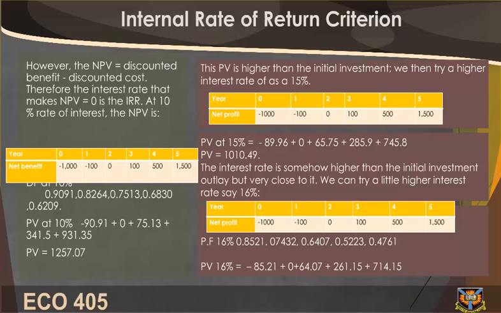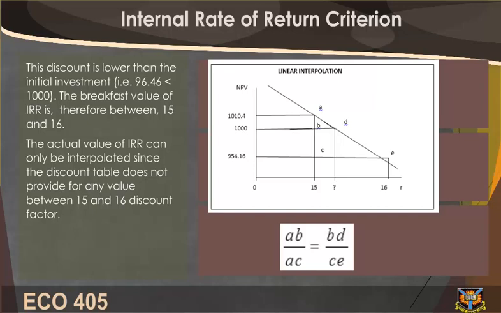At the 10% rate of interest, the NPV is shown as follows. This PV is higher than the initial investment. We then try a higher interest rate of 15%. The PV is somewhat higher than the initial investment outlay, but very close to it. We can try a slightly higher interest rate, let's say 16%. This discounted value is lower than the initial investment. The break-even value of IRR is therefore between 15 and 16. The actual value of IRR can only be interpolated since the discount table does not provide for any value between the 15 and 16 discount factors.